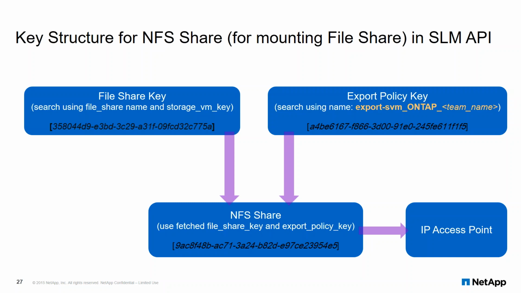Now you should also get the export policy key for your ONTAP instance. If you look at the right-hand side, export SVM ONTAP, team name will be ABA or Ford or whatever it is. Using that, you will get the NFS share key. And with the NFS share, you can get the IP access point. Next slide, please.